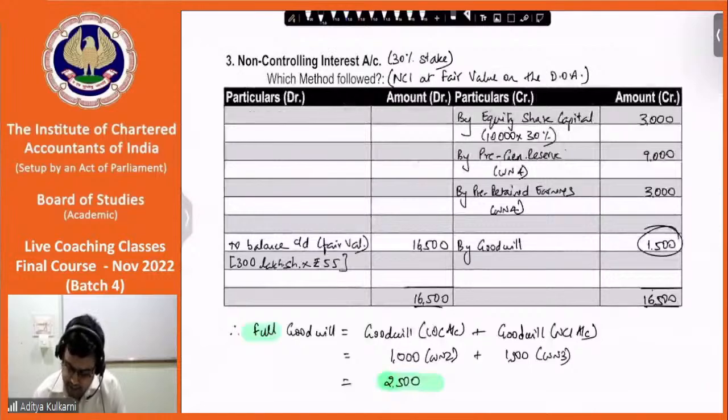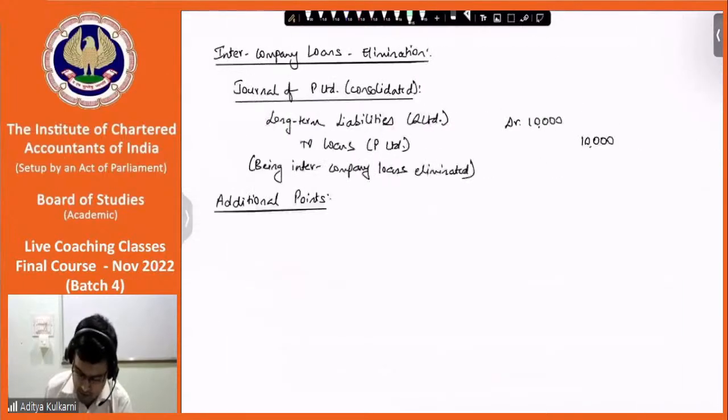Alternatively, you can check these items. Look at their total: 3,000, 9,000, 3,000. The total comes to again 3 plus 9, 12 plus 3, 15,000. So if it were to be NCI at proportionate share of net assets, I would balance it after this 3. I would get a closing balance carried forward of 15,000. No goodwill would be attributable to the NCI. The only goodwill would be 1,000 rupees, which would go in your balance sheet, attributable solely to the parent. No other changes would be there in the balance sheet.